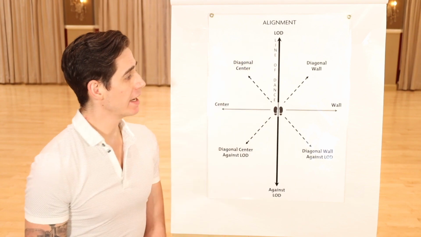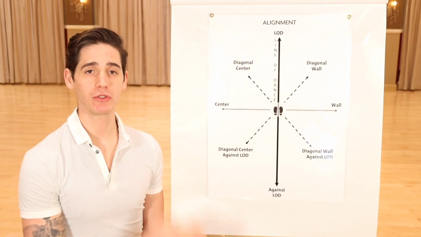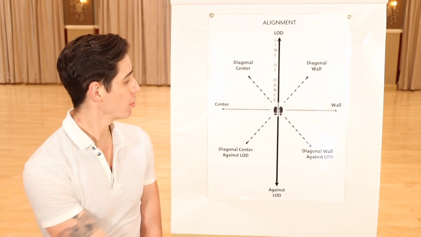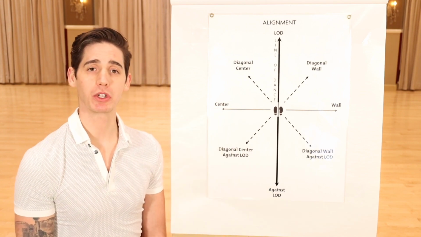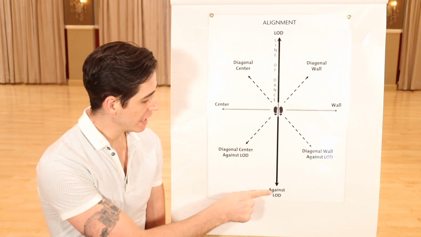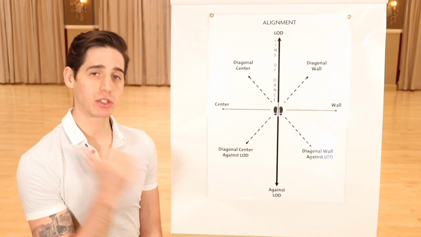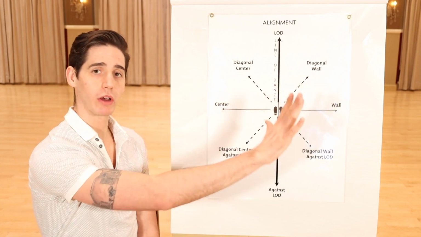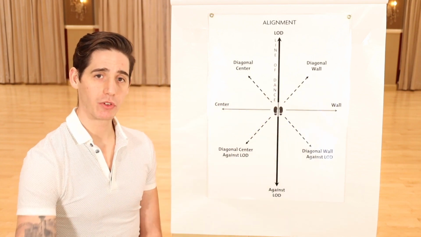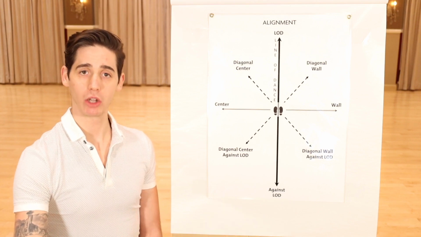First one, line of dance. That is our direction of travel as we're moving across a floor counterclockwise. Our second one is center. That's always going to be the center of the floor, the center of the room that you're dancing. You have against line of dance, which is the opposite direction of your movement of travel. And then we have wall, which is always going to be the outside edge of your floor, whether there's a wall there or it's an opening.